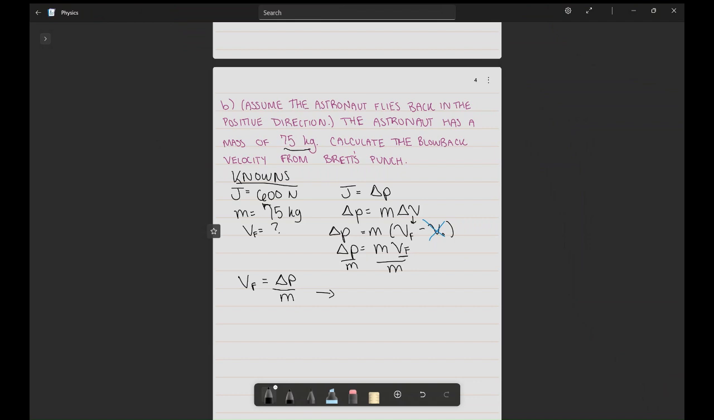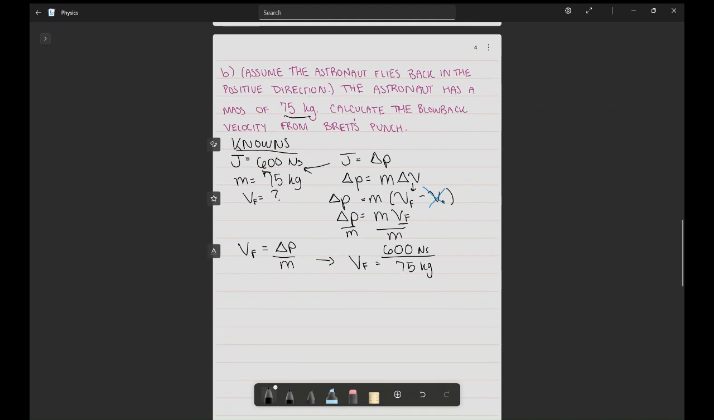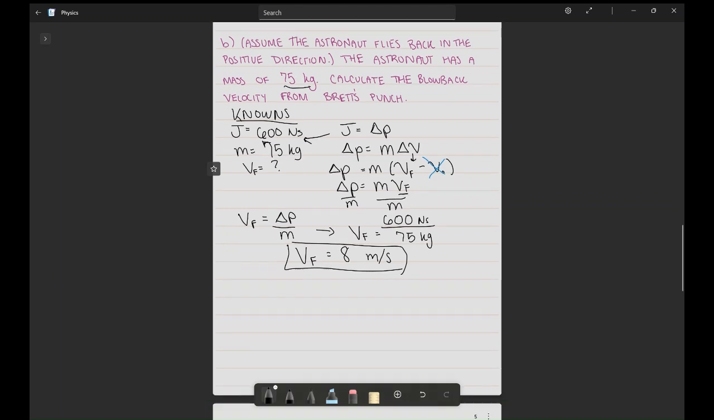Now we can go ahead and plug our values in. So we have our delta P, which is the same as our J, which is 600 newton seconds, over 75 kilograms. And that came out to exactly 8 meters per second, which is the blowback velocity there.